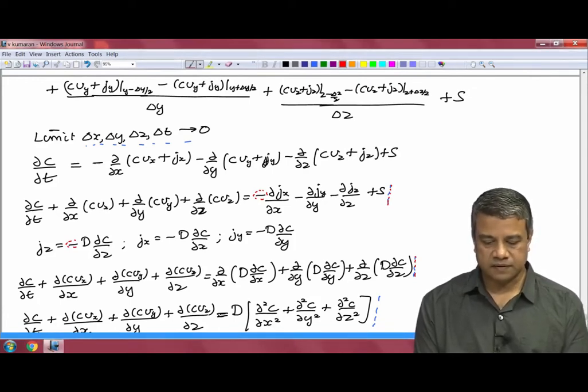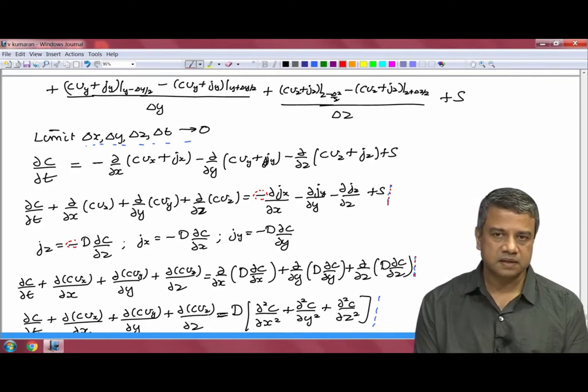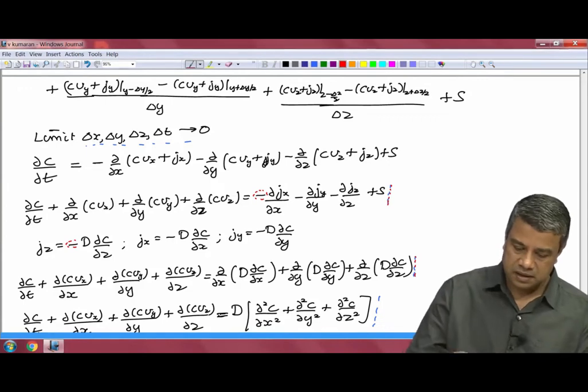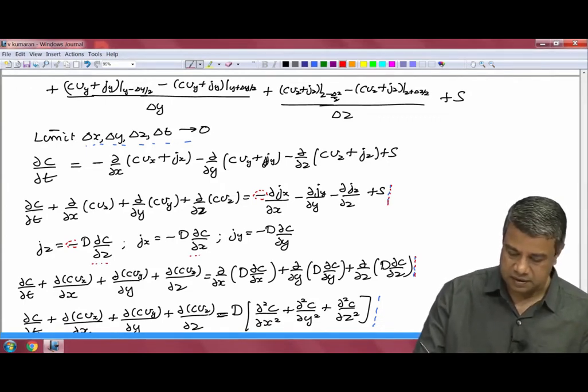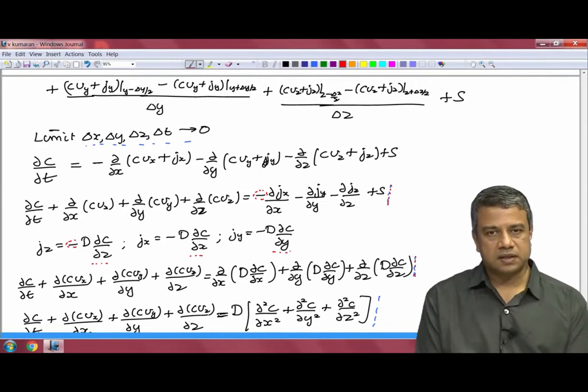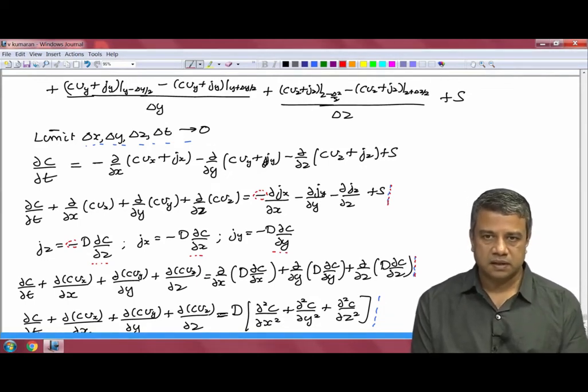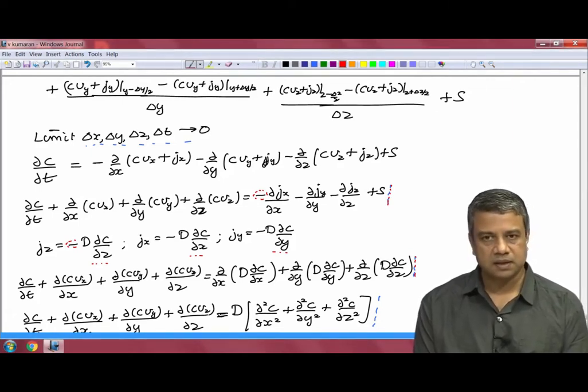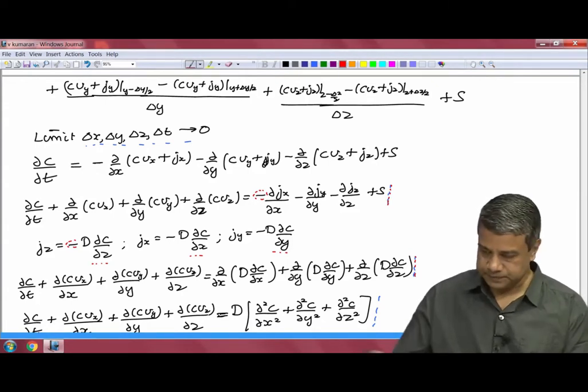So, the components of the flux are minus D times the gradient of the concentration in that particular direction, gradient being the partial derivative in the respective direction, where D is the diffusion coefficient. The negative sign is there because the transport of mass takes place from higher concentration to lower concentration. Therefore, the flux is positive if partial C by partial z is negative. So, Jz is positive if partial C by partial z is negative, and so on.